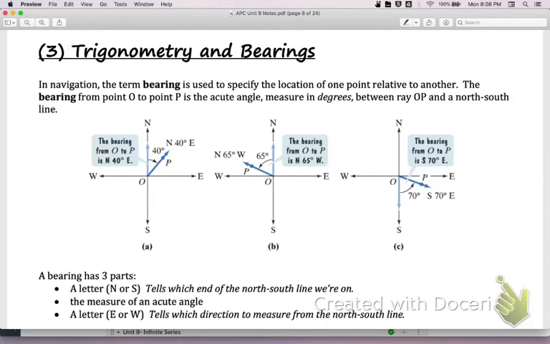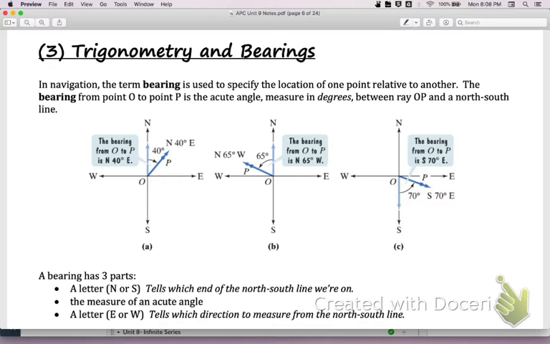In this video, we're going to look mostly at applications of triangle trigonometry. And again, not necessarily right triangles. We may need to use the law of sines or the law of cosines. Before we start, we want to talk about a system of measurement called a bearing.